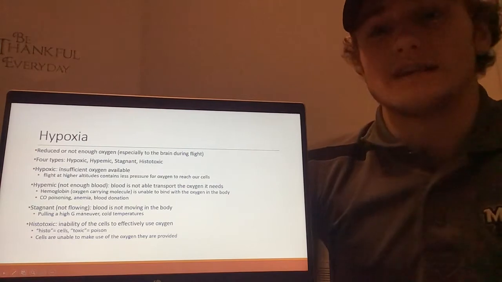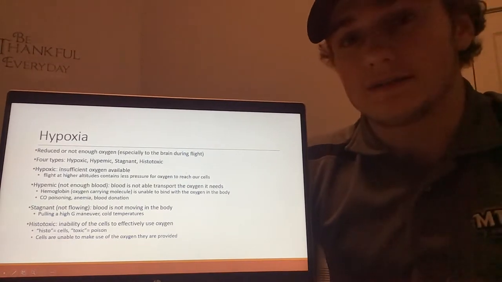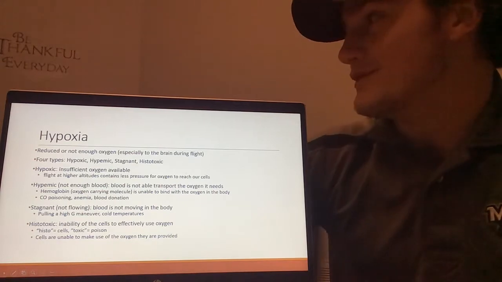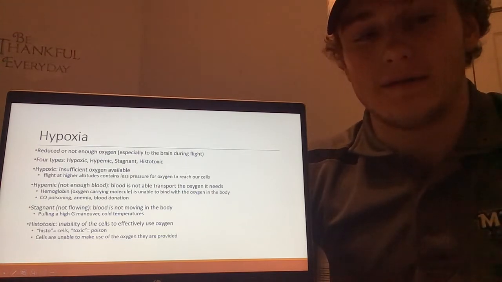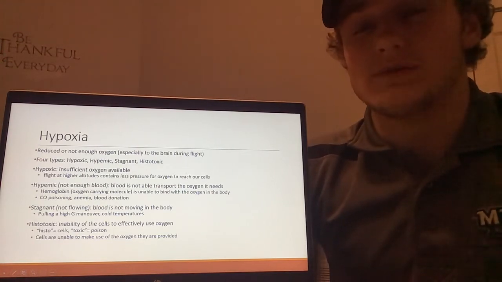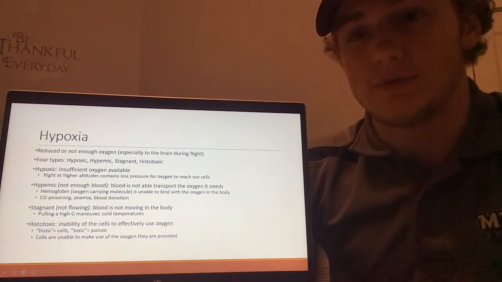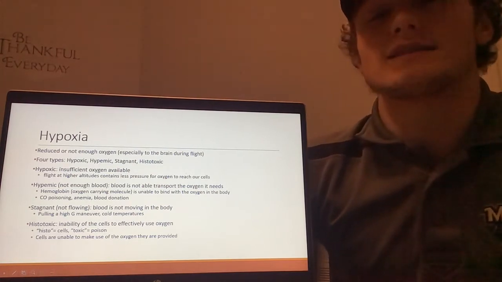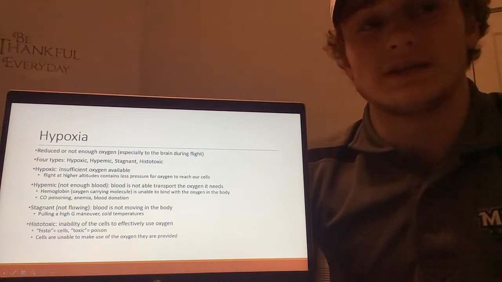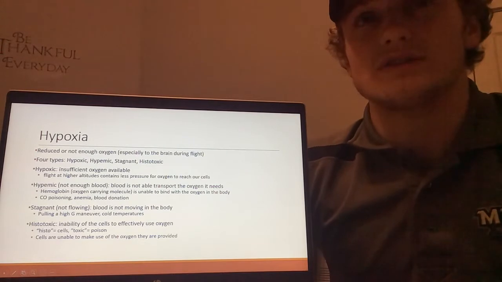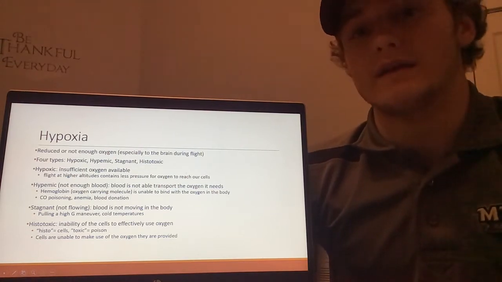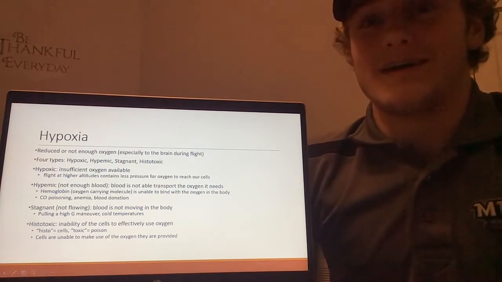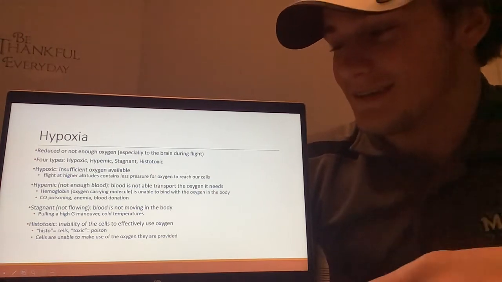One example of this is, say you're doing acrobatics or aerobatic maneuvers, and you pull a really high G maneuver. So you pull 6-7 Gs. That blood is not able to move because of the high amount of G force that is experienced. So people can experience that type of hypoxia, which is why aerobatic pilots wear G suits, which keep the blood up and not down at their feet, and keep it where it needs to be.